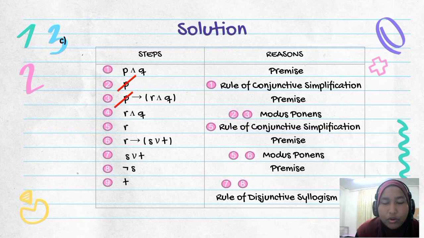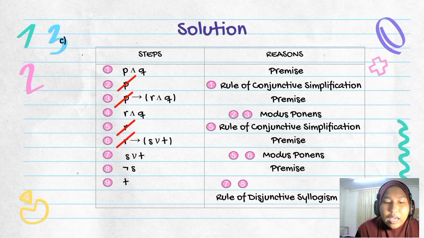For R and Q, we apply the rule of conjunctive simplification and we get R. Next, we enter the third premise, R implies S or T, and we apply the rule of modus ponens because they have the same symbol, that is R, and we get S or T. Lastly, we enter the last premise, not S, and we apply the rule of disjunctive syllogism and we get the answer, that is T.